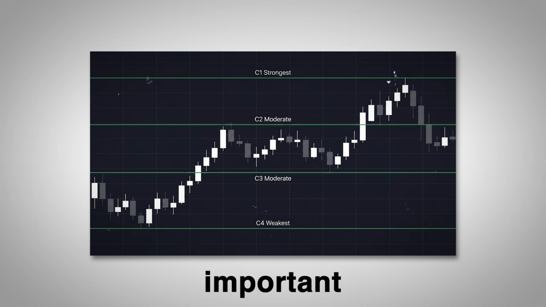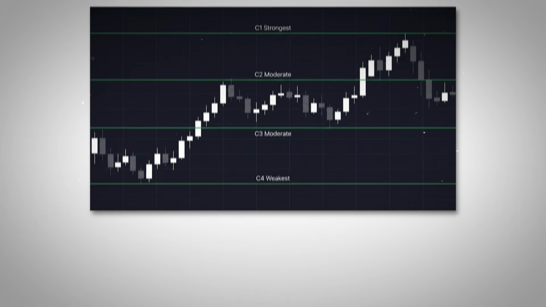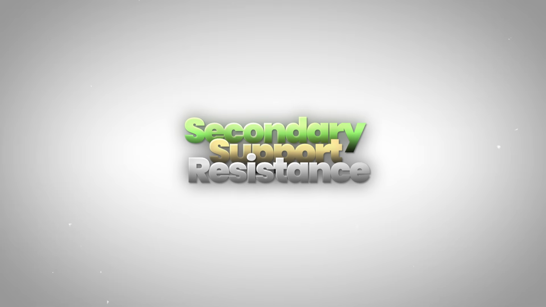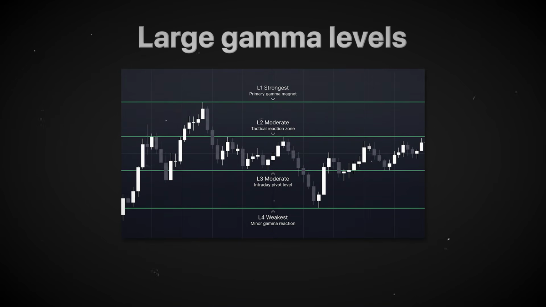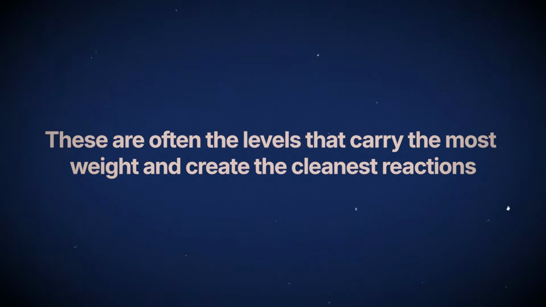Then you have the combo levels. These are additional important gamma-derived levels that often act as secondary support and resistance. They are not always as dominant as the main walls, but they still matter and can create solid reactions. The large gamma levels are exactly what they sound like, areas where gamma concentration is especially high. These are often the levels that carry the most weight and create the cleanest reactions.